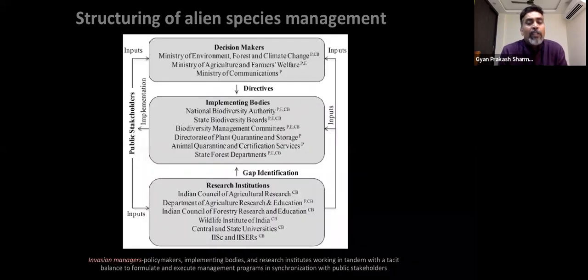And one way which we suggested was the invasion managers, basically the policy makers, the decision makers, the implementing bodies, and the research institutions coming together and working in tandem with a tacit balance to execute management programs. This is what structuring of alien species management has to come over. There are other papers which people have talked about, but I feel that we need to open up with the other systems to understand the problem, so that the problems can trickle down and people can give their inputs to handle the problem. And one of the ways in which we can handle the problem is the nature-based solutions.